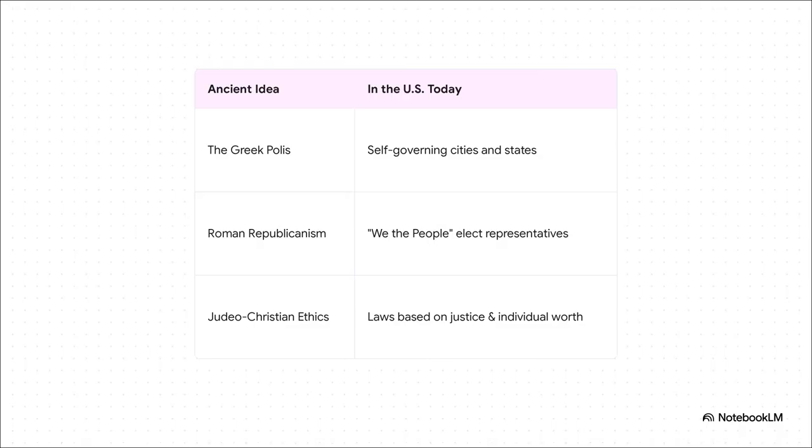But wait, we can go back even further. Seriously, the DNA for American government goes all the way back to the ancient world. Think about it. The ancient Greeks and their idea of the polis, the city-state, that's the ancestor of our self-governing cities and counties. The Roman Republic, that gave us the whole concept of a representative government, where we, the people, elect others to speak for us. And you can even see the influence of Judeo-Christian ethics in our laws, with their focus on justice and the idea that every individual has value.